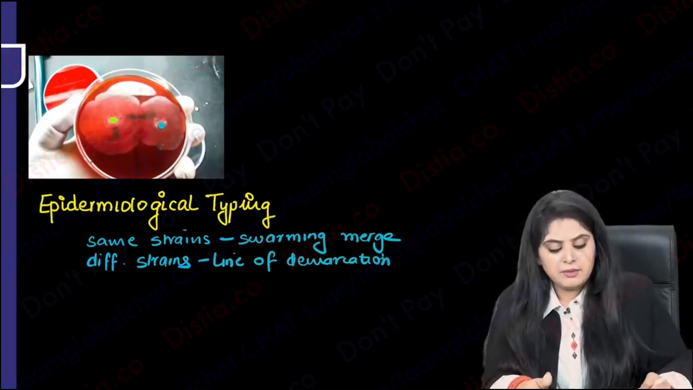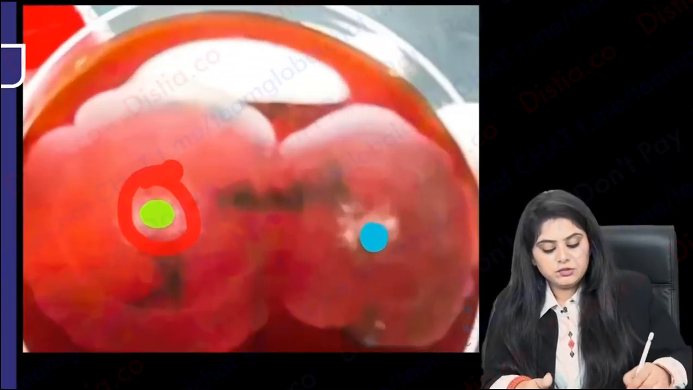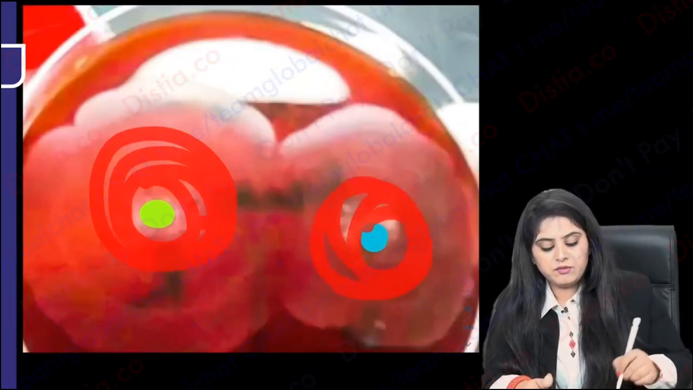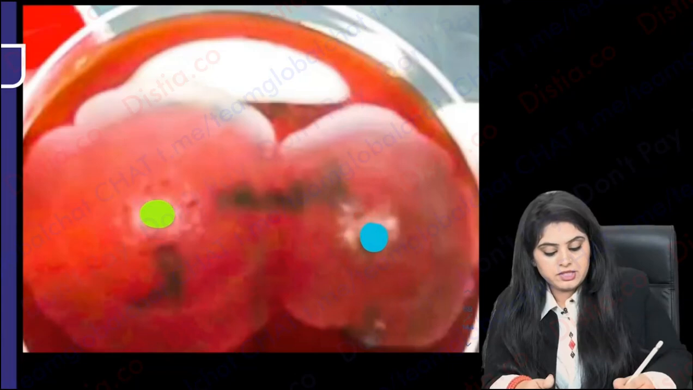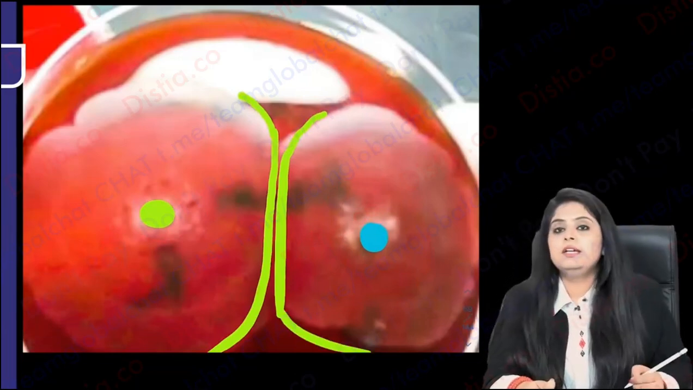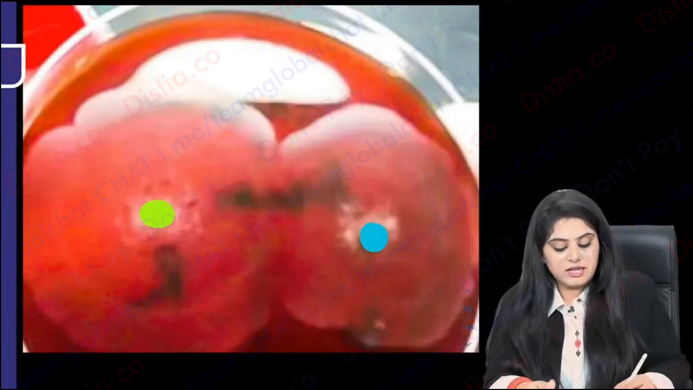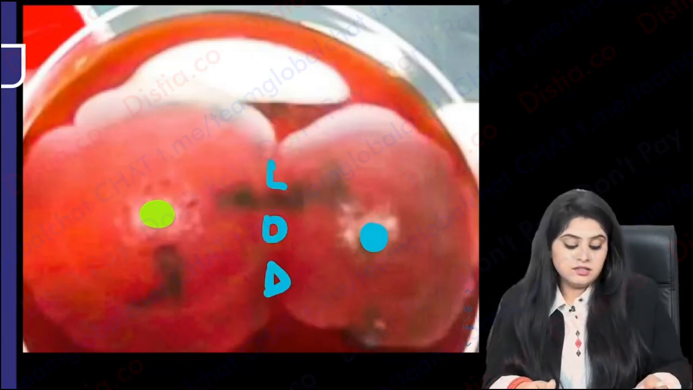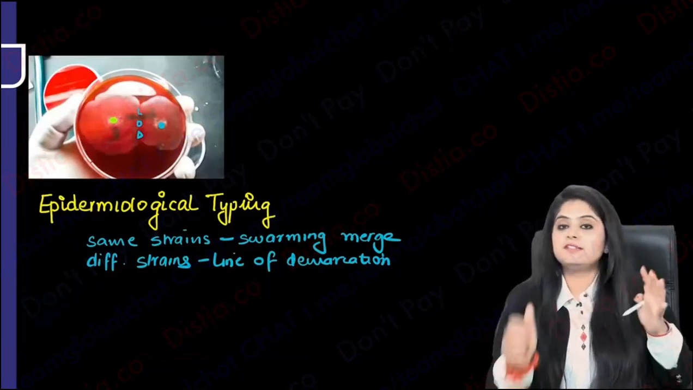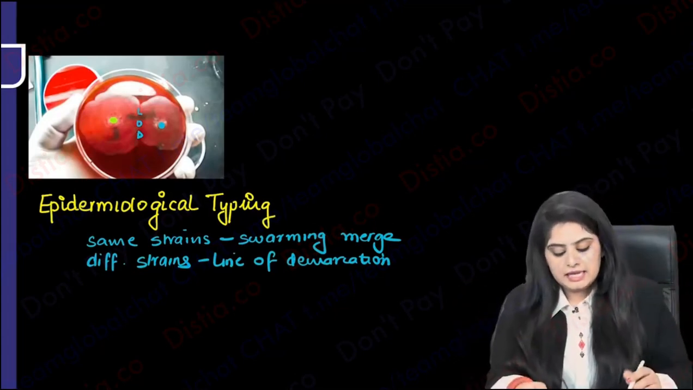So here, as I saw, when I zoom in I could appreciate that this was swarming from here and this was also swarming from here, but somewhere when they got close to each other, they decided, no, I don't think we are the same people. We have to be a little separate. There is a tiny little separation that you see in between them. That means there is a line of demarcation. This means they were different strains. Simple. If they are the same, best friends, their swarming will merge. If they are different, enemies, there will be a line of demarcation.